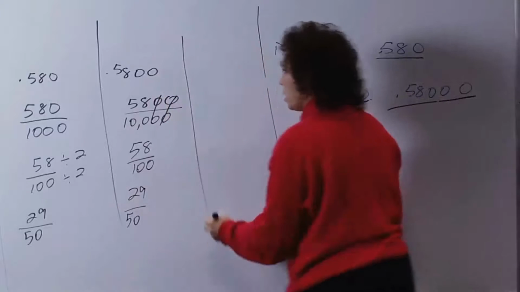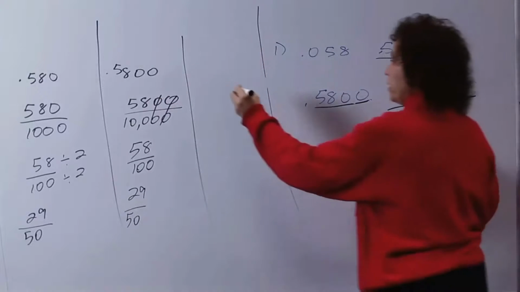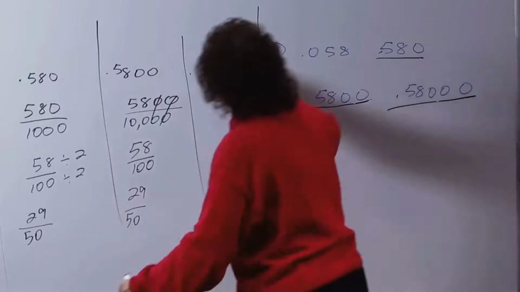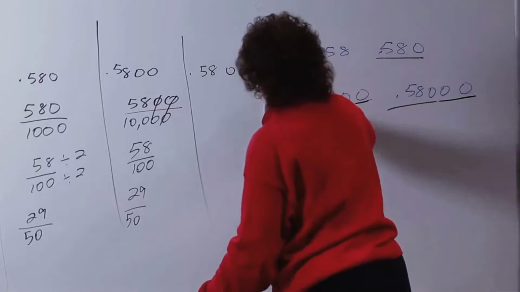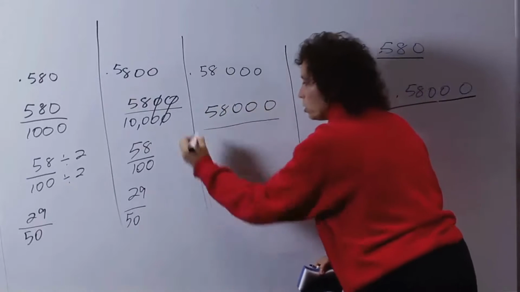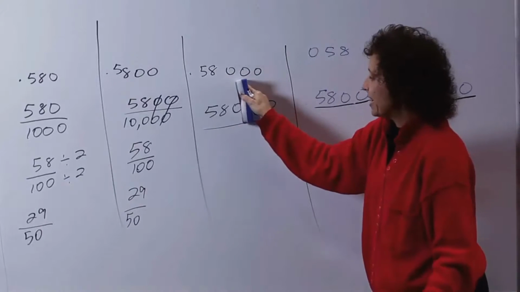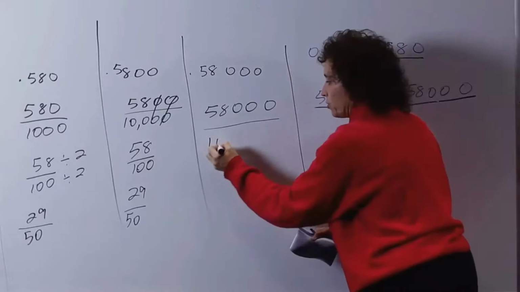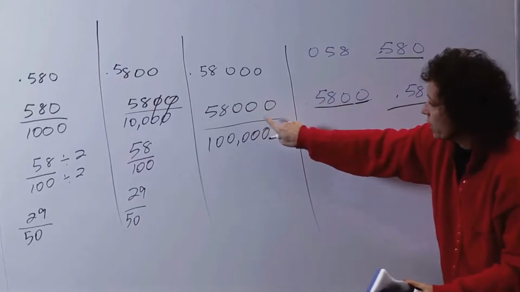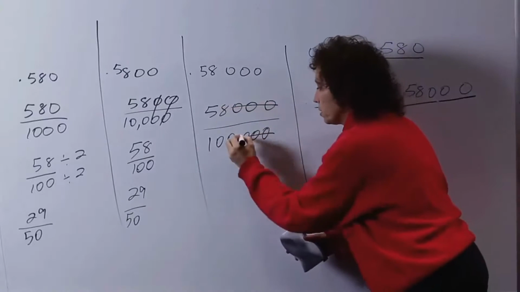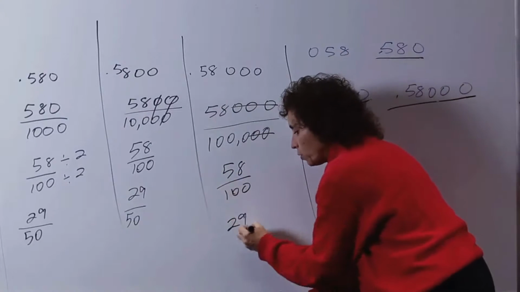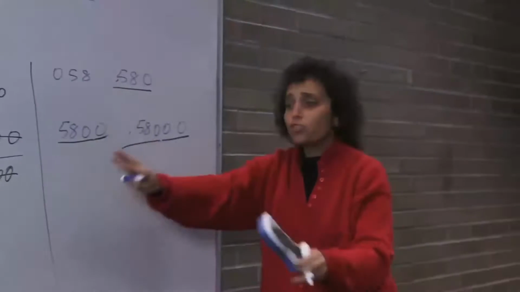Now let's do the next one. 0.58000. That's 58000 over tens, hundreds, thousands, 10,000, 100,000. So 100 thousandths. First thing I'm going to do is divide by 1,000. There are 3 zeros in 1,000. That'll take off the 3 zeros, and I got 58 over 100, which obviously reduces to 29 over 50. So I don't suggest you do that.